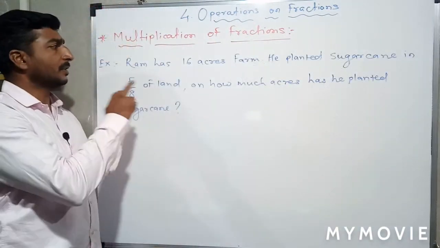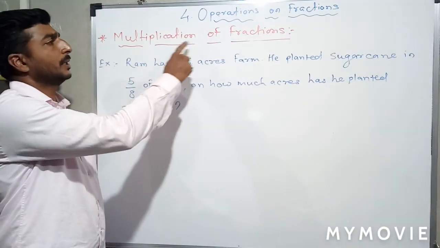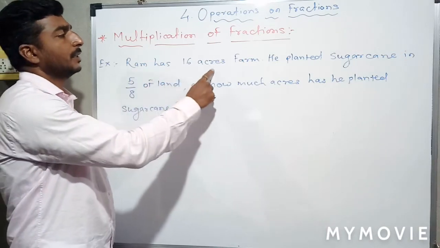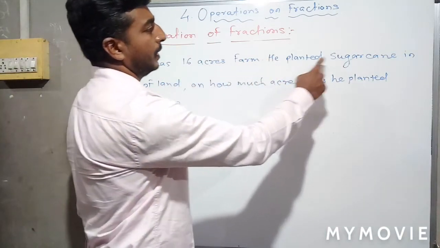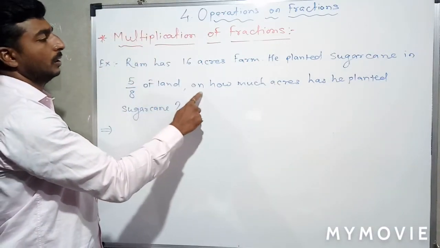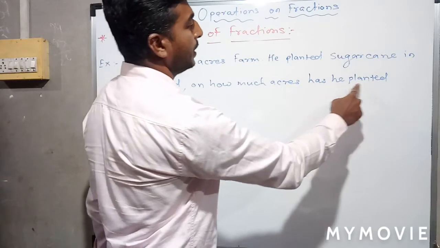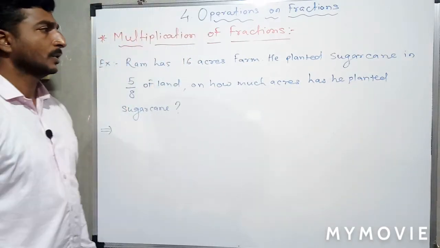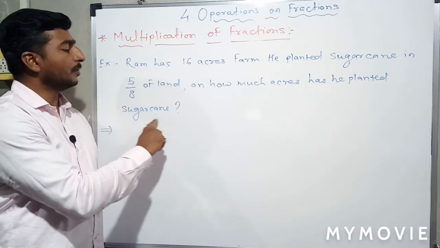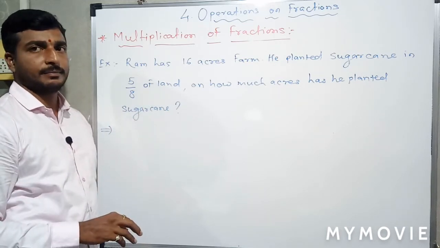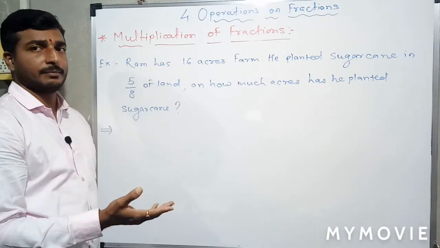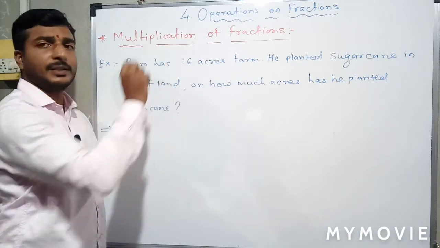Here we will discuss one word problem to understand multiplication of fractions. So what is the example? Ram has a 16 acre farm. He planted sugarcane in 5/8 of the land. On how many acres has he planted sugarcane? So in this example you have to find how many acres of sugarcane are planted. It is given that 5/8 part is planted out of 16 acres.